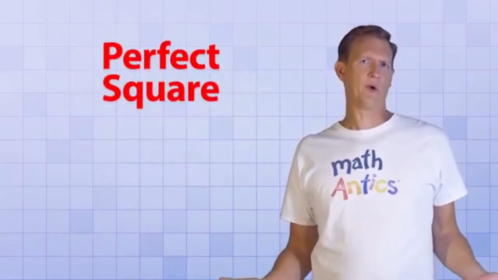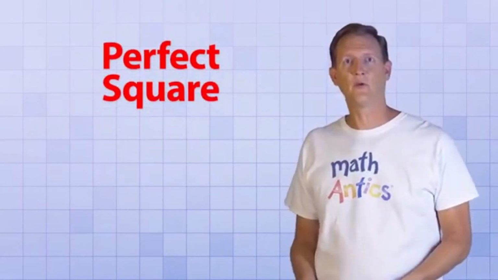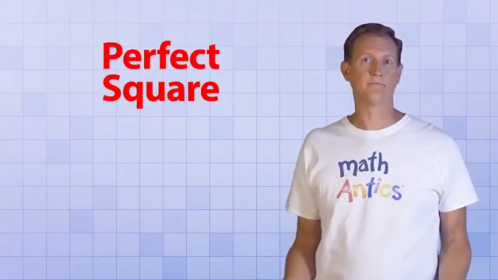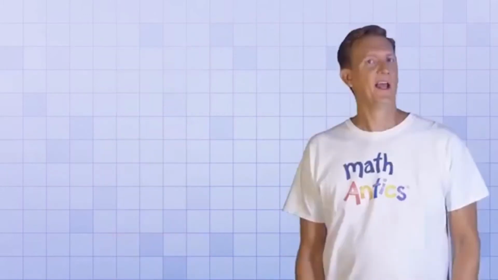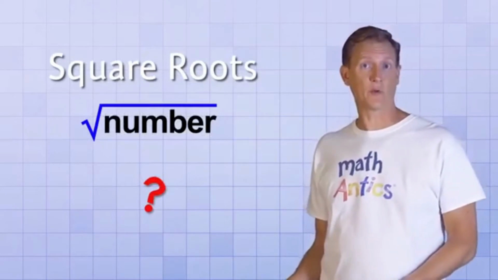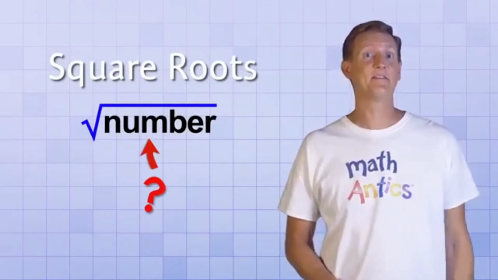You remember what a perfect square is, right? It's just what you get when you multiply a whole number by itself, like 2 times 2, or 5 times 5, or 30 times 30. And how would you find out if there are any perfect squares hidden in that number? The key is to factor it.